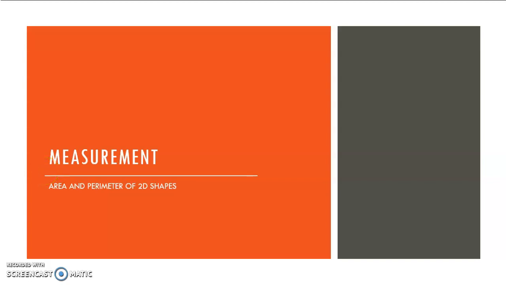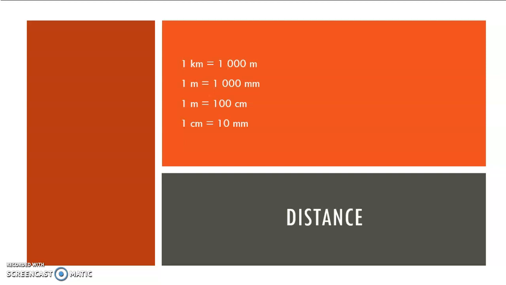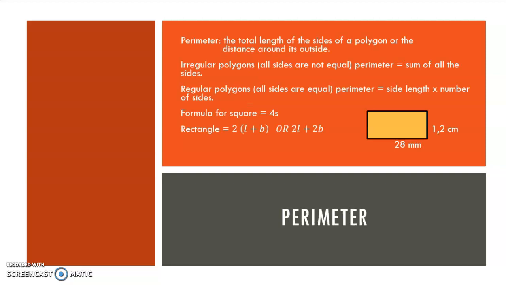Today we are looking at measurements of area and perimeter of 2D shapes. Now a few important distances to remember when converting is that 1 kilometer is equal to 1,000 meters and 1 meter is equal to 1,000 millimeters. 1 meter is equal to 100 centimeters and 1 centimeter is equal to 10 millimeters. You can also multiply from there on to see how many centimeters and millimeters are in a kilometer.